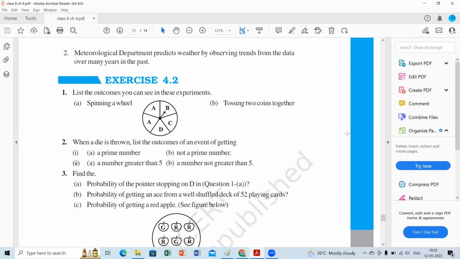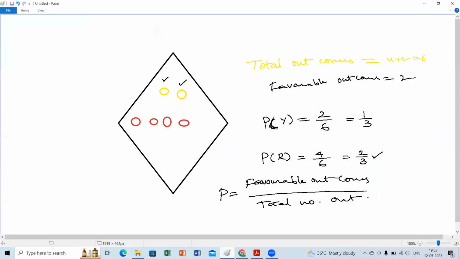Spinning a wheel, the outcomes are getting A or B or C or D. 4 outcomes, children. Now, tossing 2 coins together. You are taking 2 coins together. So what are the possible outcomes?